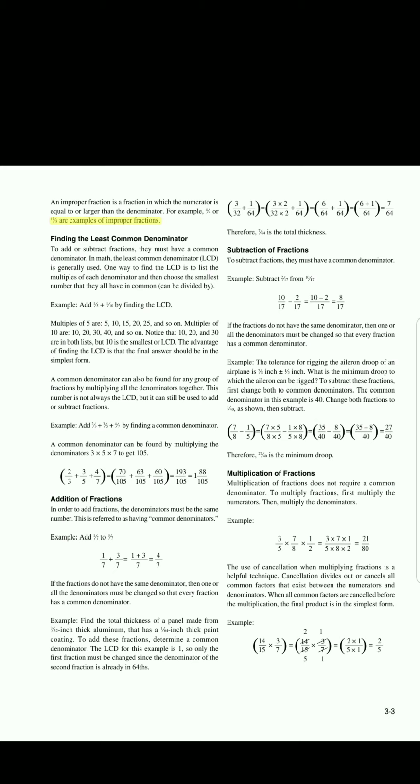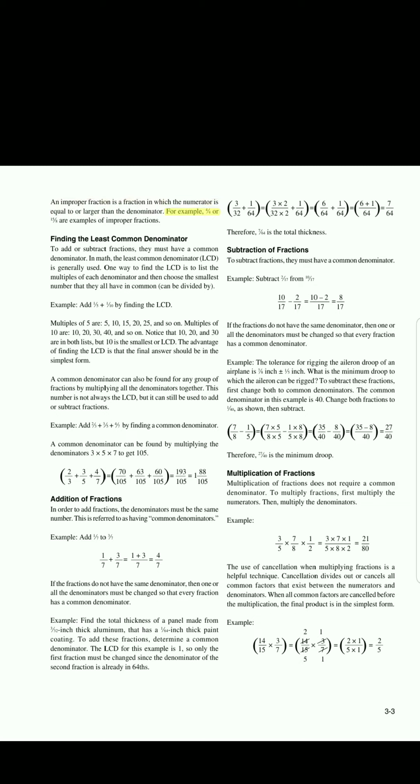3-2. 15/8 are examples of improper fractions. Finding the least common denominator. Multiplication of fractions. Addition of fractions. An improper fraction is a fraction in which the numerator is equal to, or larger than the denominator.